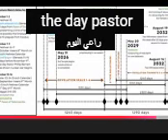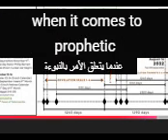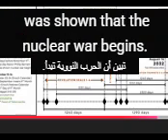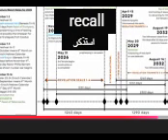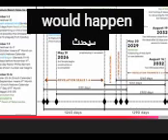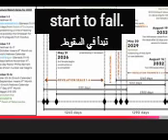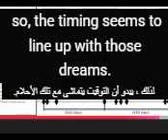As I mentioned in the previous video, this time frame is only a few days before November 11th, the day Pastor Philip Barnett, who is credible when it comes to prophetic words, was shown that the nuclear war begins. I recall many people having dreams that the rapture would happen just before the nukes start to fall, so the timing seems to line up with those dreams.